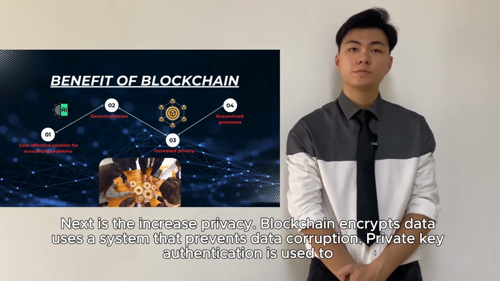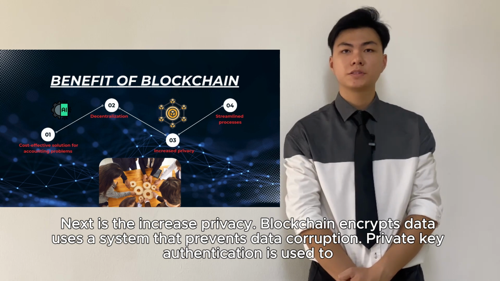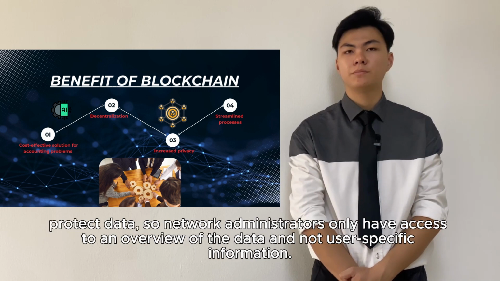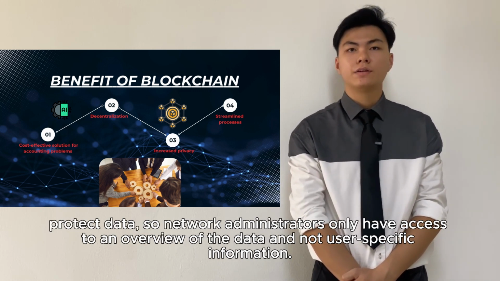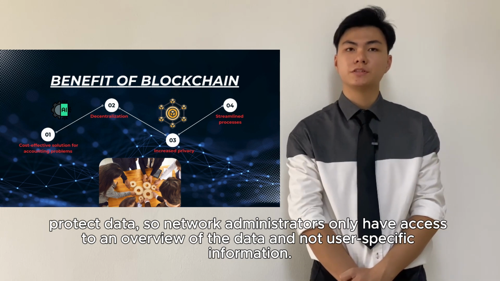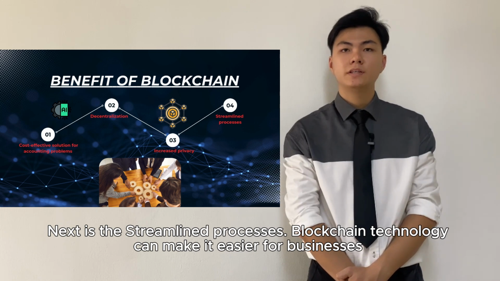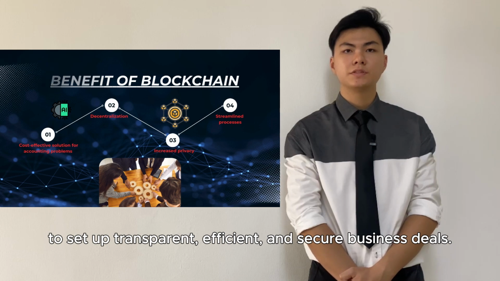So next is the increased privacy. Blockchain encrypts the data and uses a system that prevents data corruption. Private key authorization is used to protect the data, so the network administrator only has access to an overview of the data and not the user-specific information. So next is the streamlined process. Blockchain technology can make it easier for the businesses to set up transparent, efficient, and secure business deals.